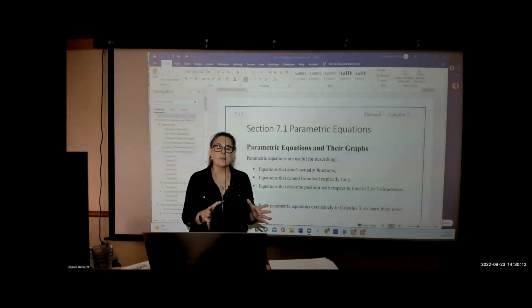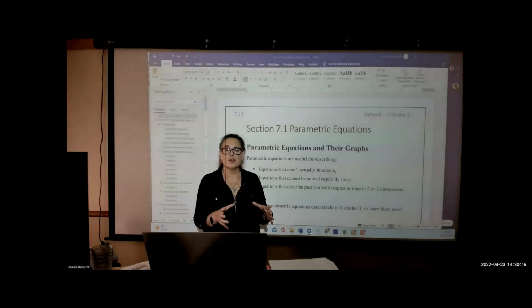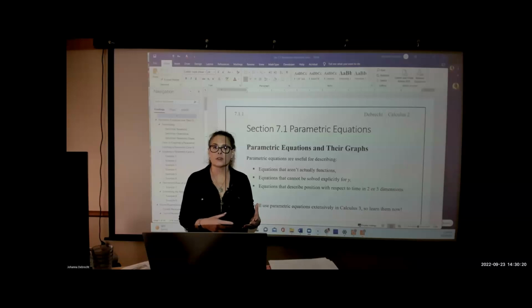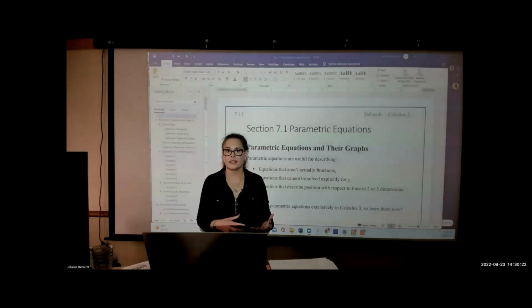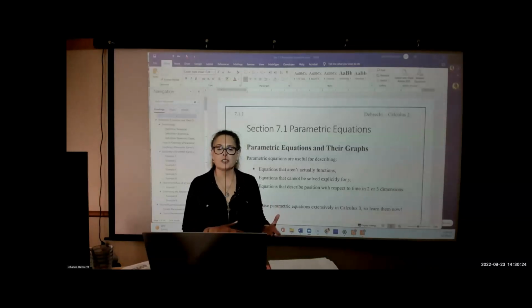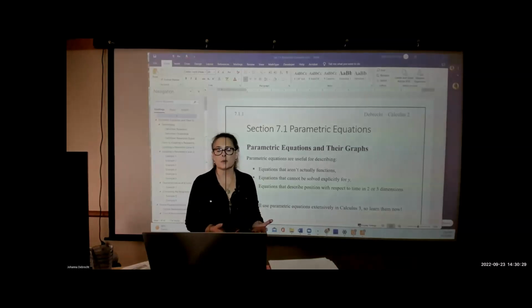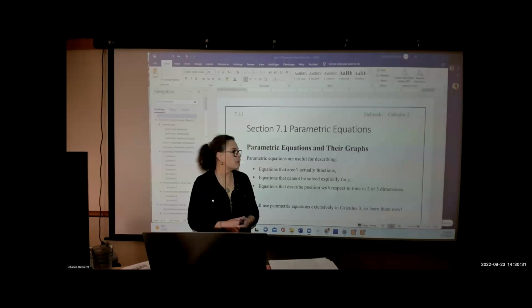What we're going to be talking about in this chapter are parametric and polar equations. So we're going to start with parametric equations, and then we'll get into the polar coordinate system and then into polar equations. Of course, polar equations are another parametric form of equation, and that's why we start with parametric equations in general.